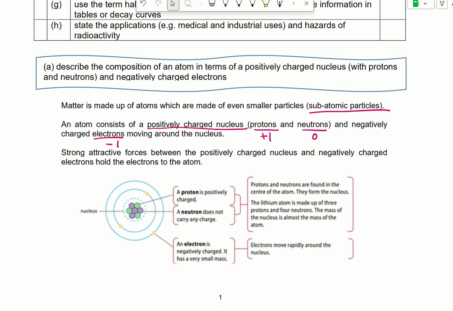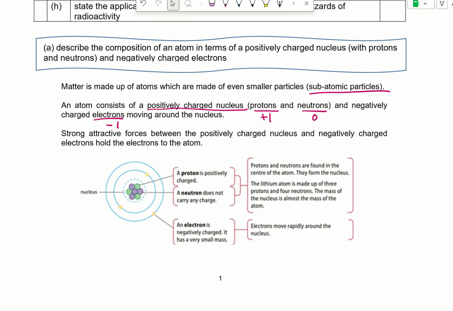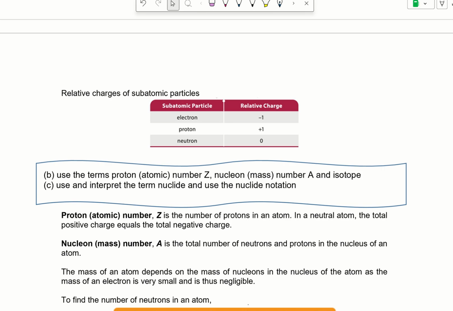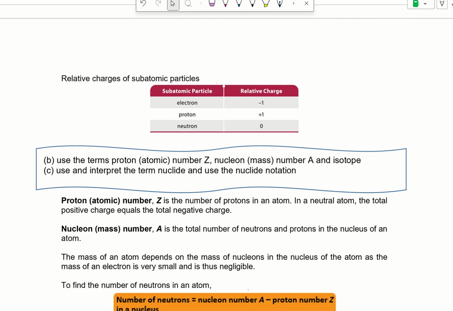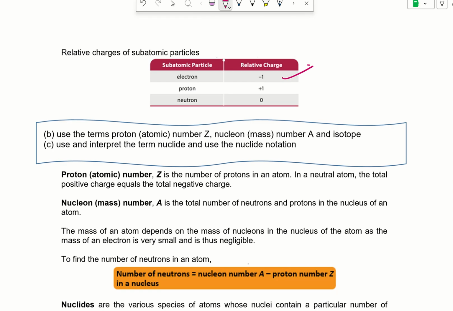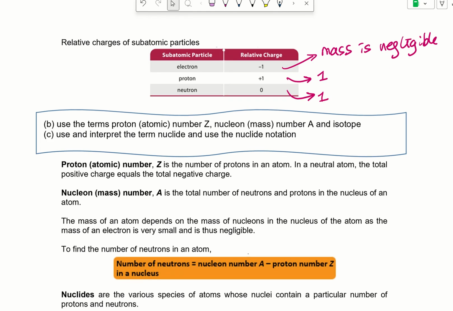The strong attractive forces between the positively charged nucleus and negatively charged electrons hold the electrons to the atoms. So these are the relative charges of the subatomic particles. Electrons are -1, protons are +1, neutrons have no charge, neutral. By the way, the mass of the electron is negligible. And for the proton, the relative atomic mass is 1, and the neutron is also 1. So they have mass.